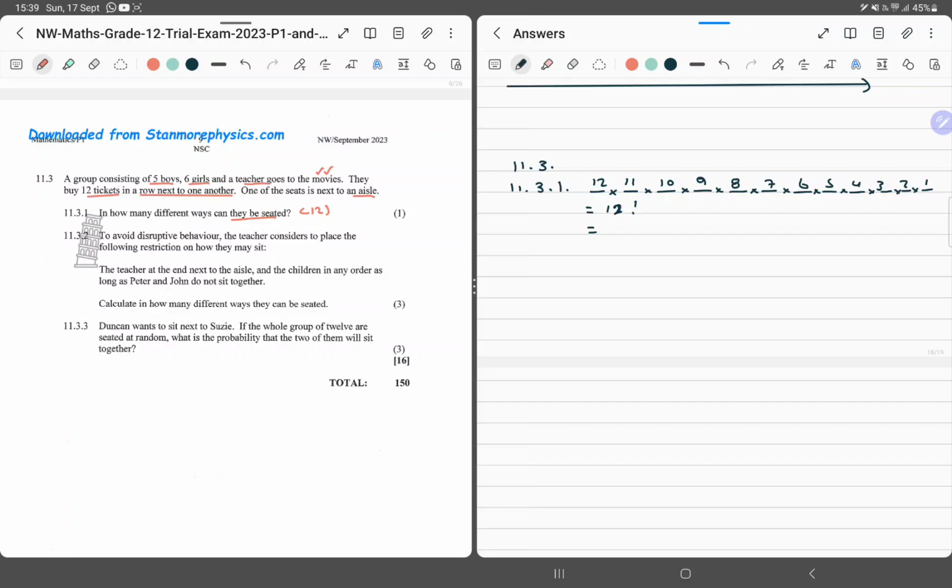Now let's put it down on the calculator. 12 factorial gives us 479 million and 1,600.